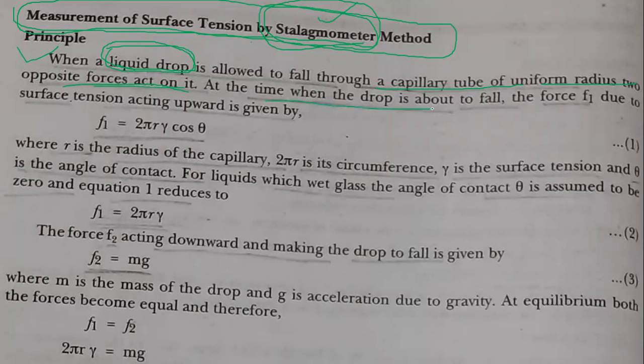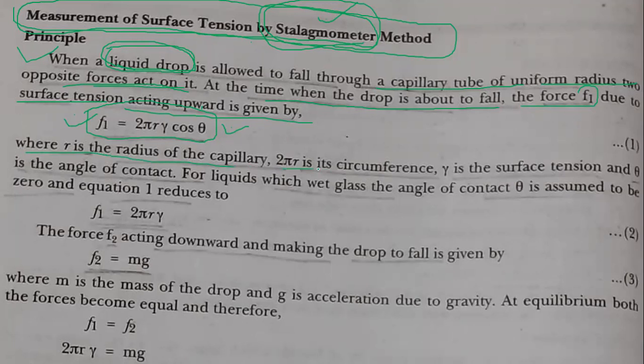At the time when the drop is about to fall, the force F1 is due to the surface tension acting in the upward direction. हा जो फोर्स आहे ना F1 is acting in upward direction, that is due to the surface tension. So force F1 is equal to 2πr gamma cos theta. गॅमा कॉस थिटा. आपण जरा डिटेल मध्ये पुढच्या स्लाइड वरती तुम्हाला आणि कळेल. ओके. Just remember here, this acts in the upward direction. Okay. Where r is the radius of the capillary.